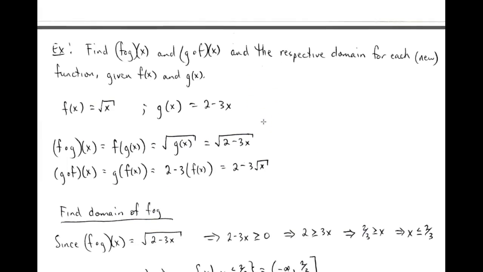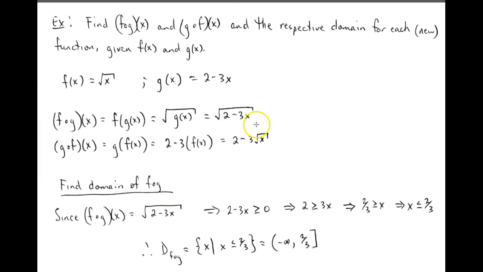All right. So for our next example, we have f of x is square root of x, and g of x is 2 minus 3x. If we form f of g of x, where g of x is the inside function, then we stuff this linear function into the square root, and we end up having this. If we do it the other way, where f is the inside function, now we have 2 minus 3 times square root of x.